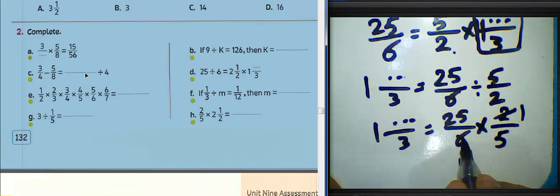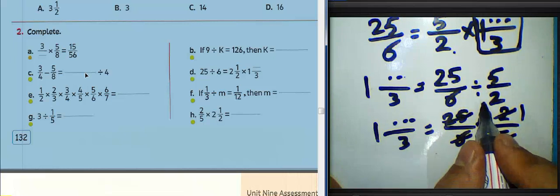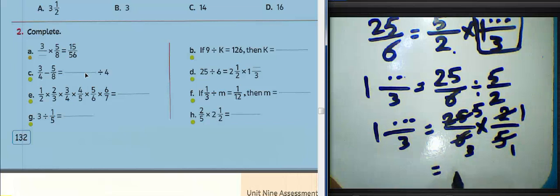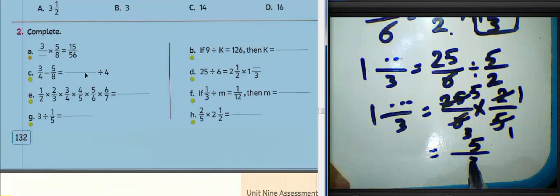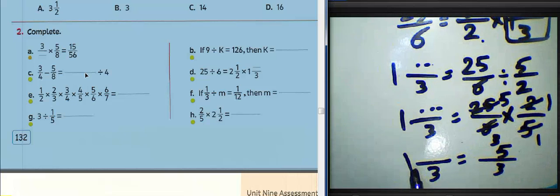2 divided by 2 equals 1, and 6 divided by 2 equals 3. 5 divided by 5 equals 1. 25 divided by 5 equals 5. It will be what? 1 times 5 equals 5, and 1 times 3 equals 3. Okay, it's very easy here. 5 over 3 equals 1 and the remainder 2.